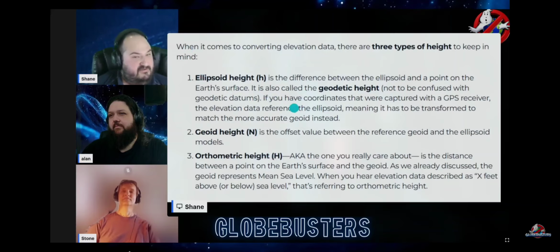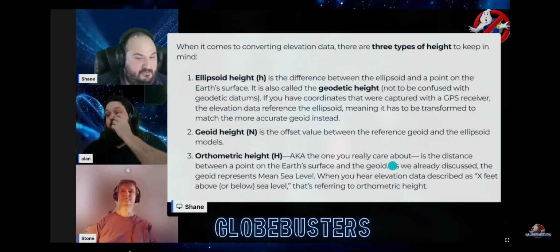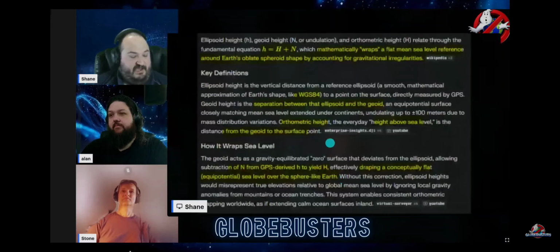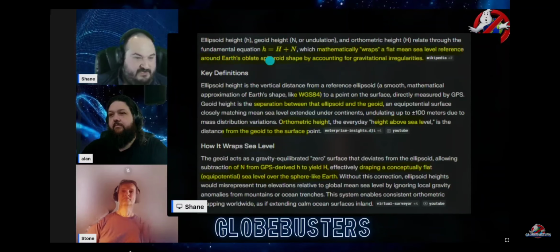And again, ellipsoid height defined over here is the difference between the ellipsoid and a point on Earth's surface. So it starts off with a comparison. That's also called the geodetic height. Different from that is the geoid height, which in the equation was big N, which is the offset of that value between the reference geoid and the actual ellipsoid models. And then finally, big H, the only one that's real, the distance between a point on Earth's surface and the geoid. So that's not even really real. This is the orthometric height, takes what would have been a real height and subtends it with a geoid. So they have to use geoid as starting reference normal or 0. So that's crazy. That's how you wrap flat mean sea level references around an oblate or ellipsoid spheroid.